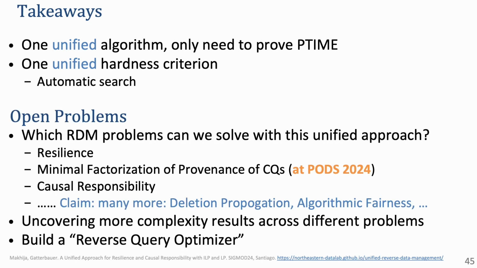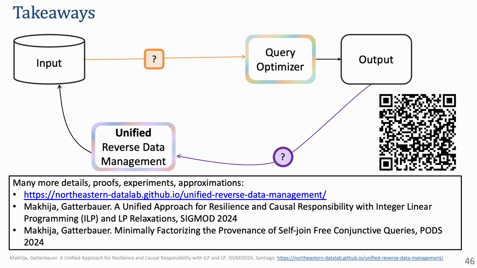There are many open problems in this space, so we looked at 2 reverse data management problems, but there are more that can be solved, and one of them I show at PODS 2024, which relates to factorizing provenance expressions. But the claim is that there are many more problems in this reverse data management framework that would do very well with the same treatment. We could use these approaches to build more complexity results, but the main goal is coming back to this vision of having a unified reverse data management framework that can solve all of the reverse questions in a unified manner.